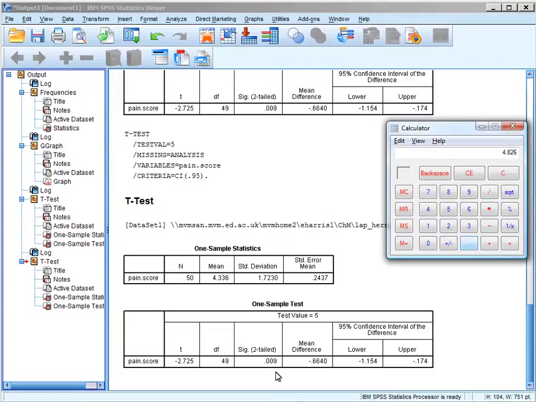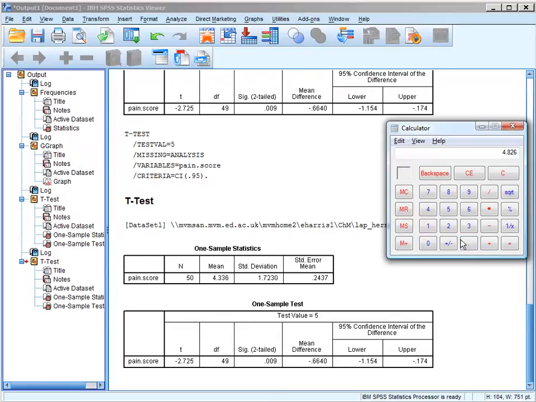One last way to think about this is, if you remember last time, we said that the 95% confidence interval for the sample mean was around about 2 times the standard error of the mean. So the 95% confidence interval for 4.336, the upper bound of that is 4.336 plus 2 times the standard error of the mean. And I've just calculated it as 4.826.